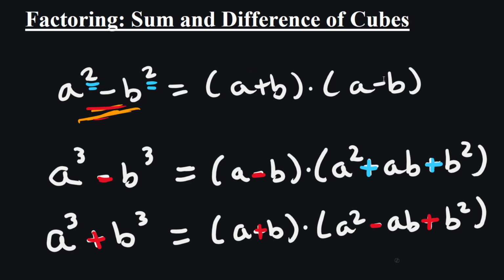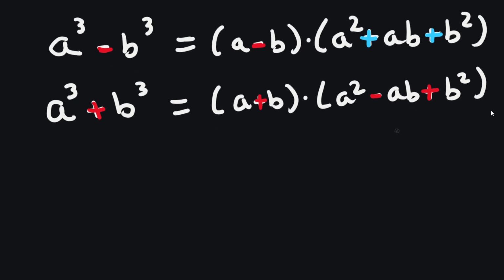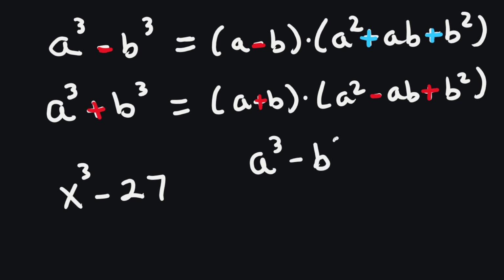Let's go through a difference of two cubes example. So let's say we had x cubed minus 27. And we know that this is a difference of two cubes, a cubed minus b cubed. So let's talk about what a would be, what is a cubed, and let's talk about what b would be, what is b cubed.